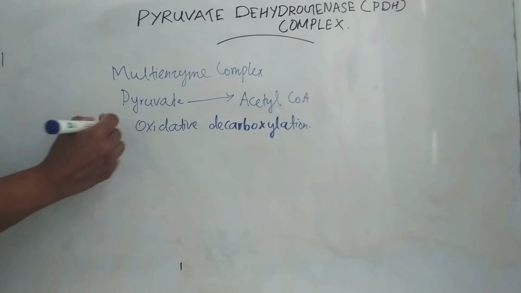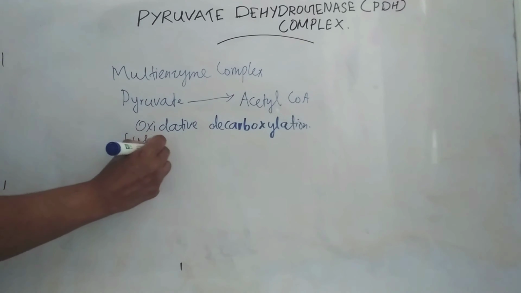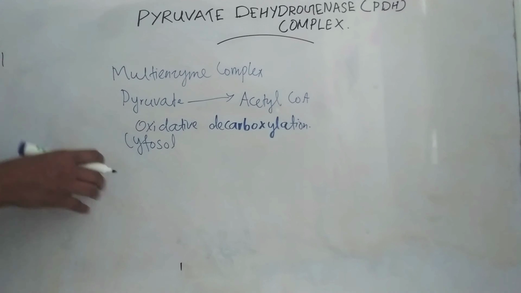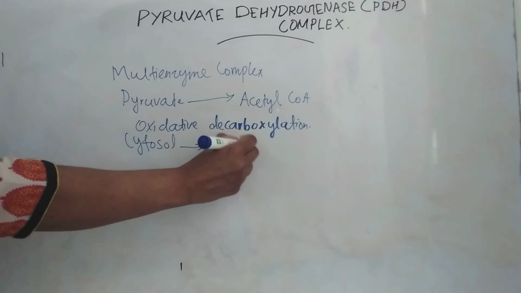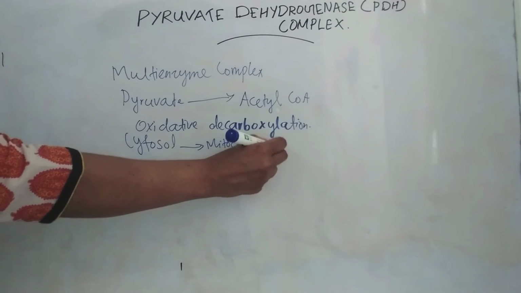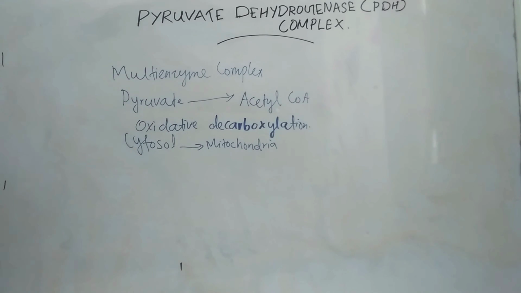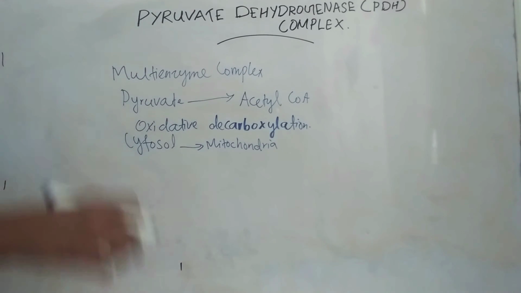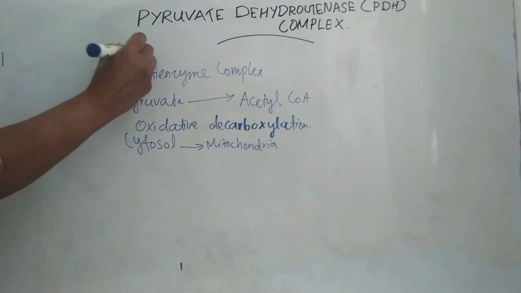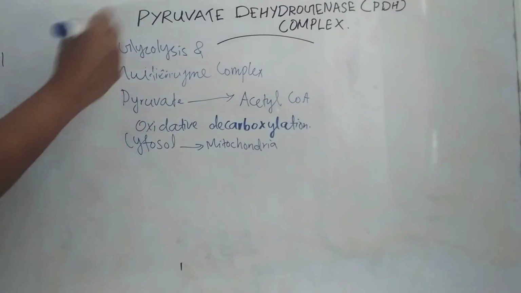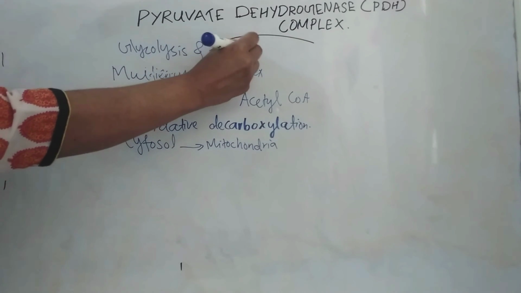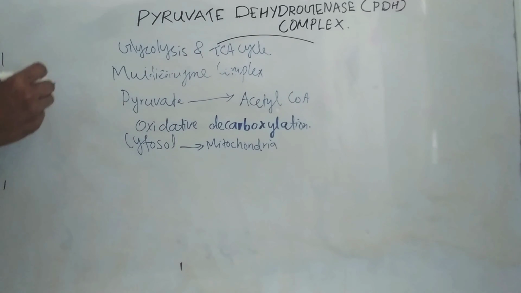This pyruvate, which is formed in the cytosol, is transported to the mitochondria by a transport protein. This pyruvate dehydrogenase complex is a connecting link between glycolysis and the TCA cycle.